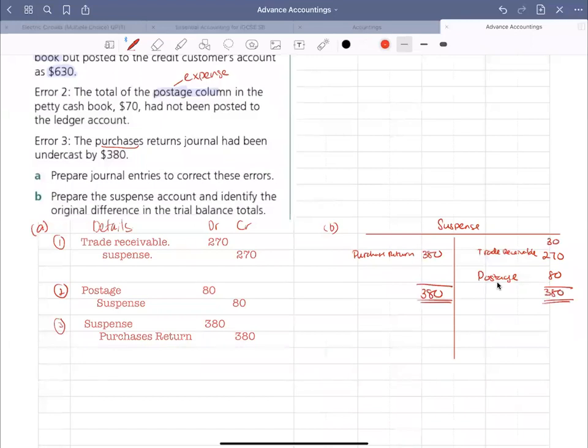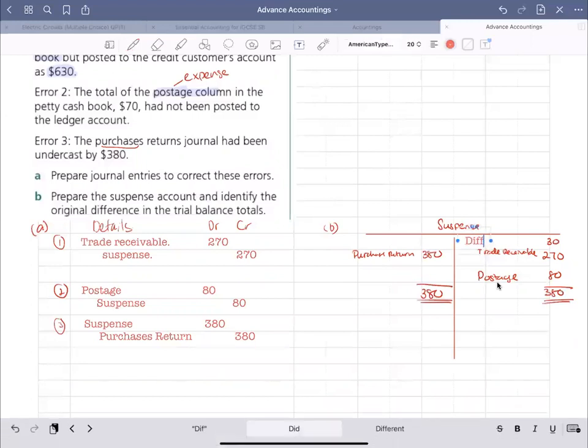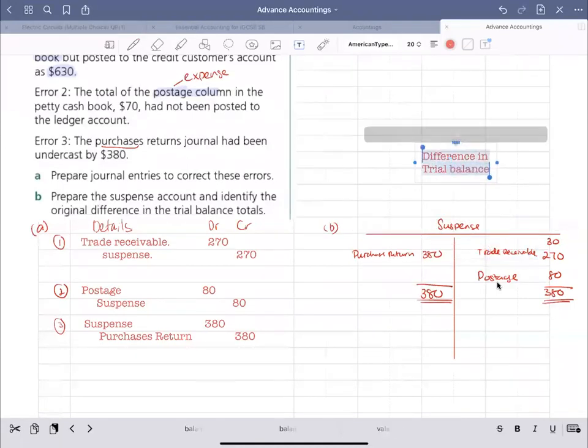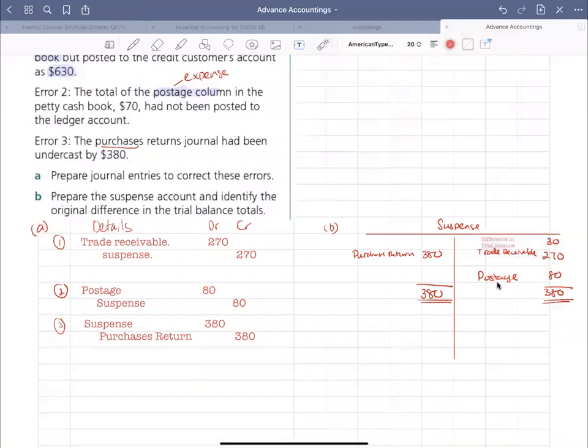So the difference in trial balance will be here. See, so the difference in trial balance will be here. And that will sum up our suspense account and balance it off.